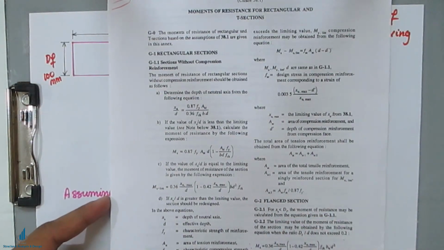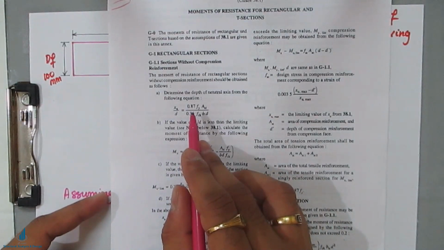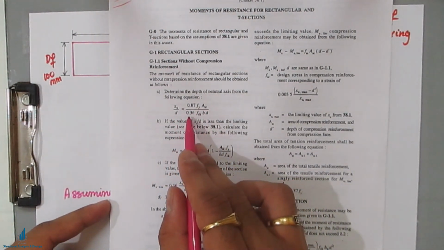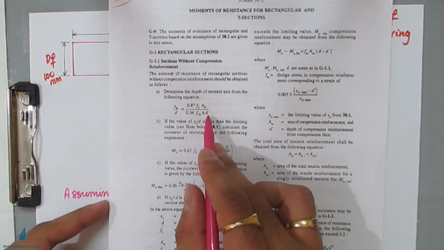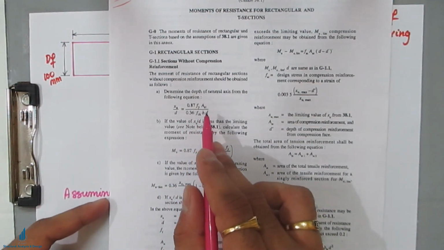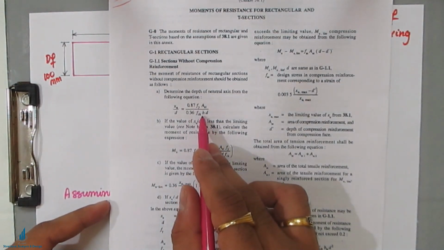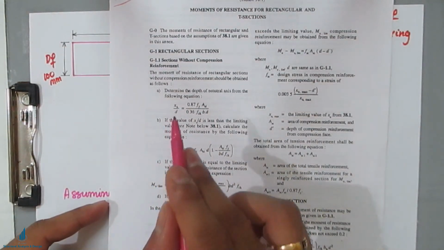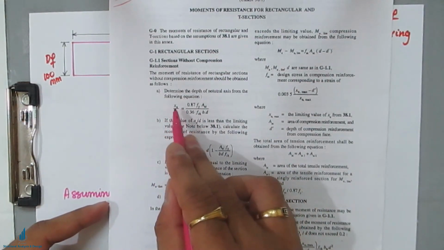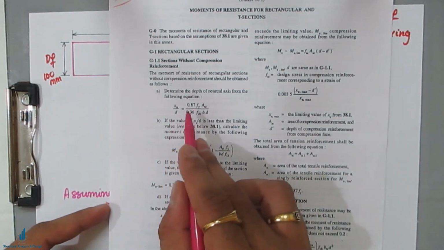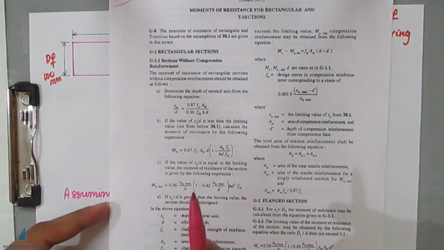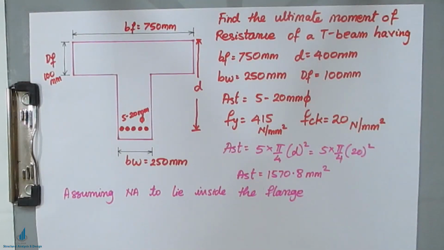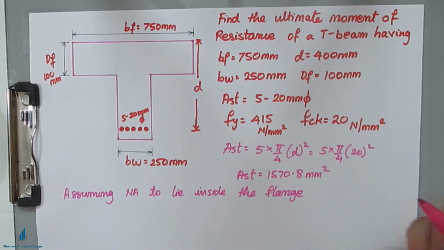then you have to directly use this formula, the first formula, that is XU by D equal to 0.87 Fy AST divided by 0.36 FCK B and D. But the only thing you have to remember is, in place of B you have to substitute BF. Okay, and you have to find out the neutral axis value by substituting everything in this particular equation. Then if it lies outside, then we'll see what happens. First you have to assume that it should lie inside the flange.